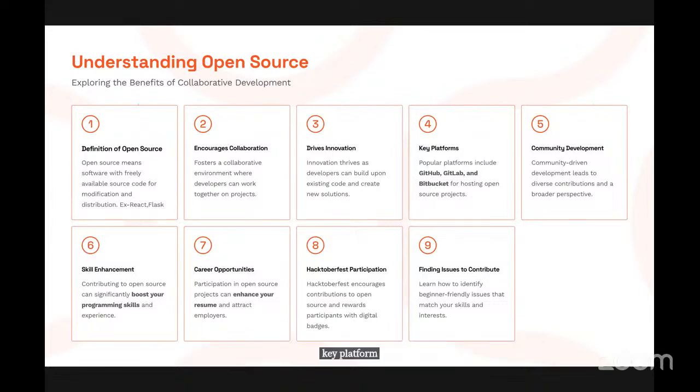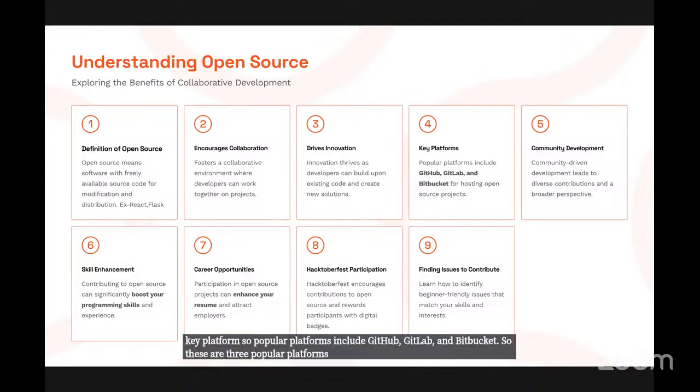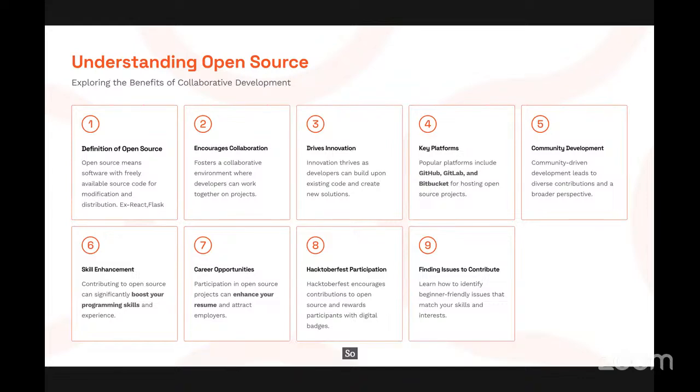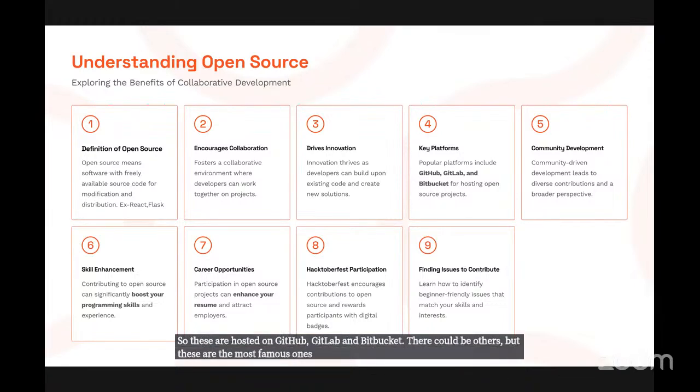Key platforms. So popular platforms include GitHub, GitLab, and Bitbucket. These are three popular platforms where most of the open source repositories are hosted, because when I tell you about a project, it would be somewhere on the internet, right? So these are hosted on GitHub, GitLab, and Bitbucket. There could be others, but these are the most famous ones, right? Most of the repositories would be on GitHub, GitLab, or Bitbucket.